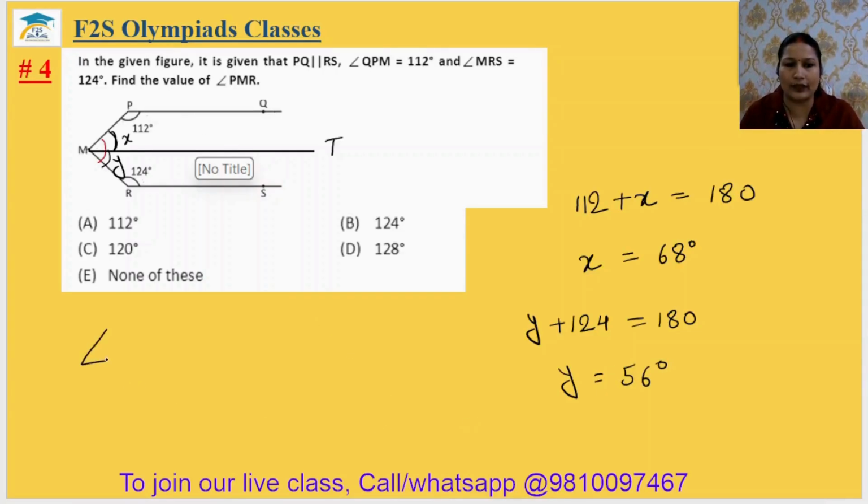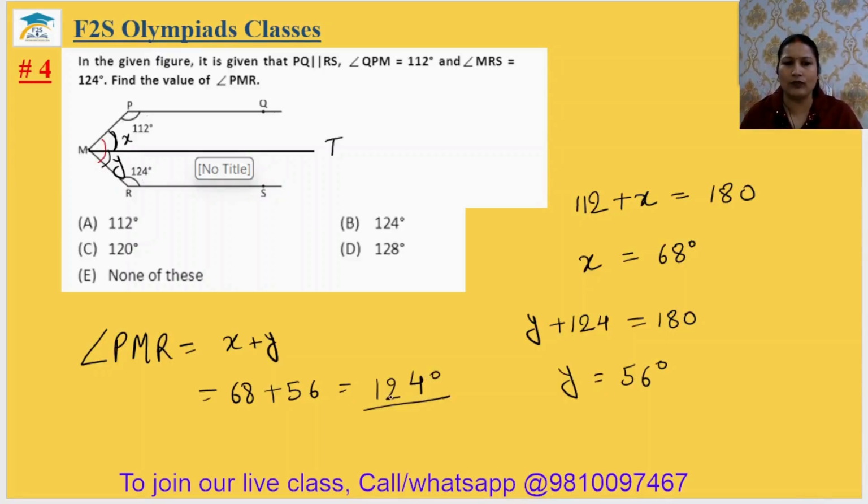Okay. What is the angle? We have to find the angle PMR. PMR will be equal to X plus Y, and X is your 68, 56. 124 degree. It is in the option number B. The fourth answer is option B.